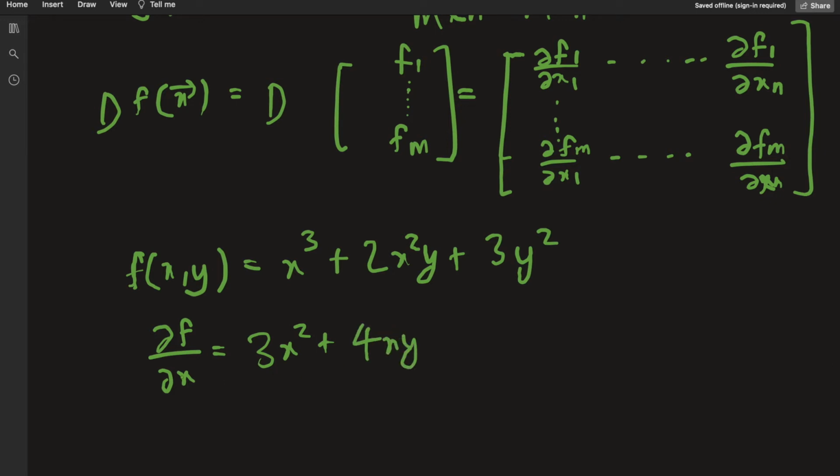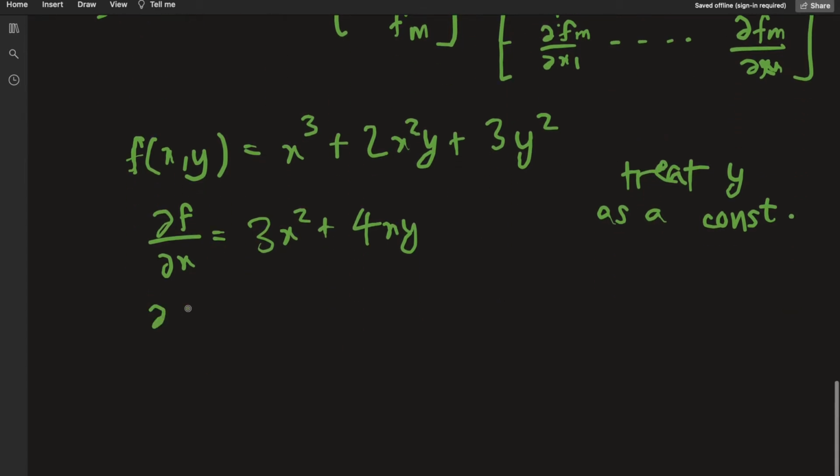So the way you calculate the partial derivative with respect to x is you treat y as a constant. And then the way you calculate the partial derivative with respect to y is you treat x as a constant similarly. So the first term will become 0. We will have 2x squared for the second term plus 6y.